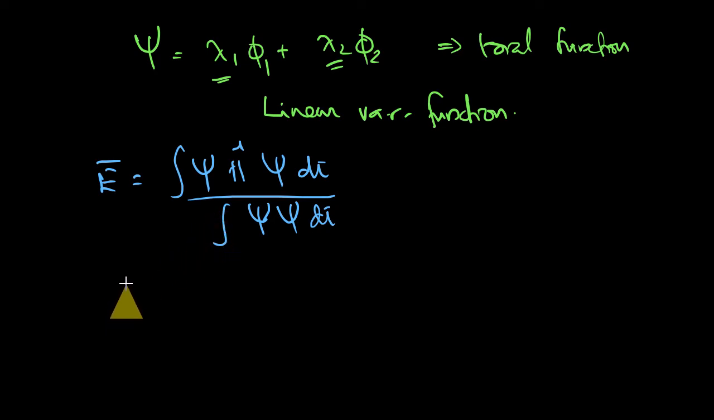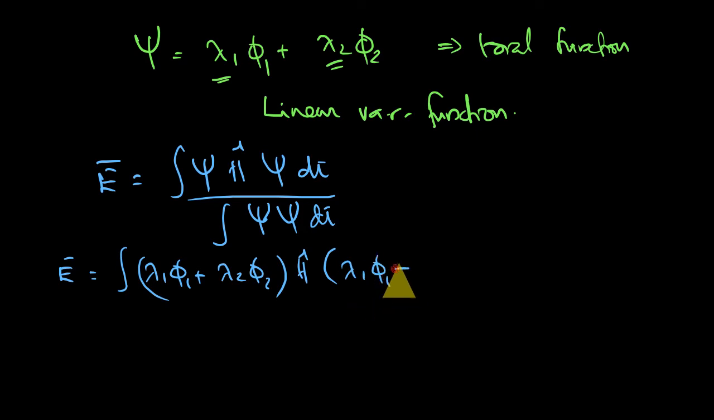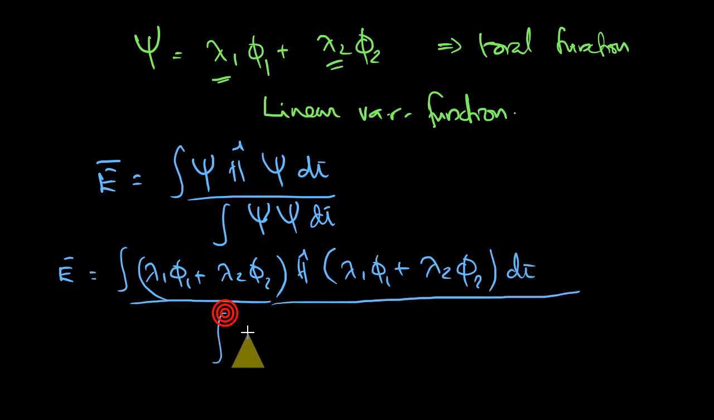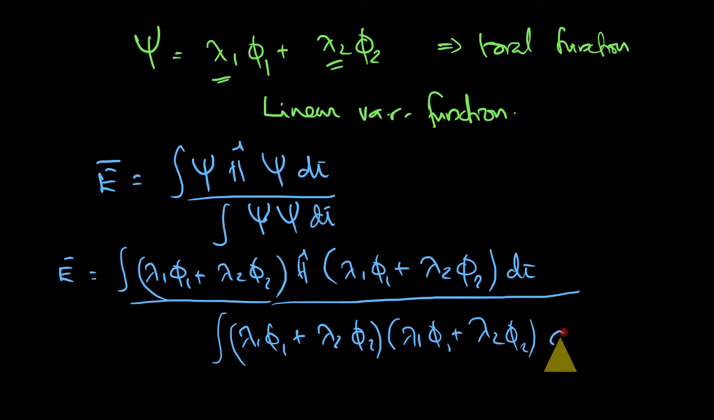Okay, so the expectation value is like this. And now I am going to substitute for psi in this expression for the expectation value. Then I get E bar is equal to integral lambda 1 phi 1 plus lambda 2 phi 2, that is psi, H cap, lambda 1 phi 1 plus lambda 2 phi 2 d tau divided by integral psi psi d tau, or we can write lambda 1 phi 1 plus lambda 2 phi 2 into lambda 1 phi 1 plus lambda 2 phi 2 d tau. Okay, so that is the expression for the average value or expectation value. And now I am going to expand this expression.